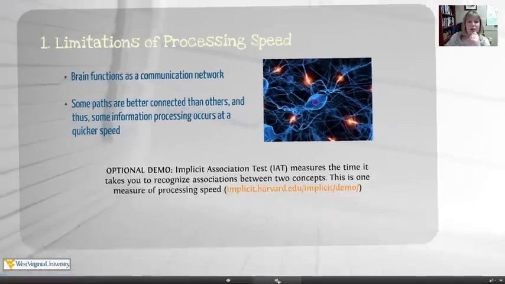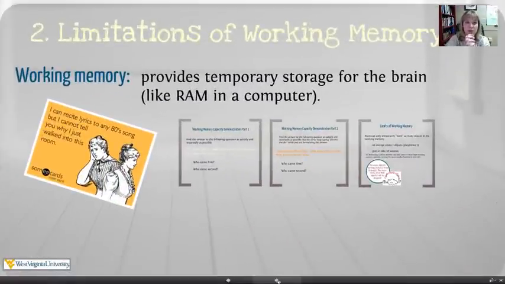Implicit.harvard.edu. Another brain limitation that really affects multitasking is these limitations in working memory. So what working memory is, basically, is temporary storage for your brain. You may have heard of long-term memory before, which is the stuff that we store so that we can access, you know, way in the future. Working memory is sort of like that little queue where the information goes before we've decided or even had the ability to put it into long-term memory. Some stuff never even gets into long-term memory, but of course we have it in working memory for a short amount of time.